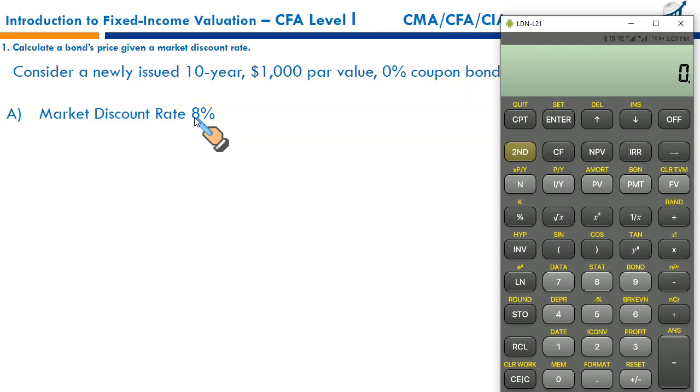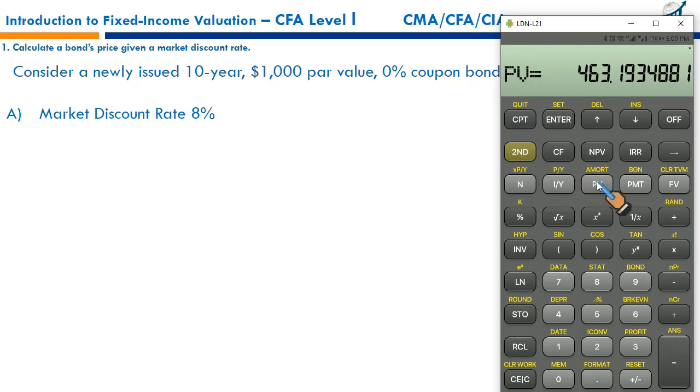So what you will do, 10 as your periods. There is no payment, PMT 0. The future value, the par value, the redemption value at maturity is 1000 FV. The discount rate is 8. Simply press CPT and PV.